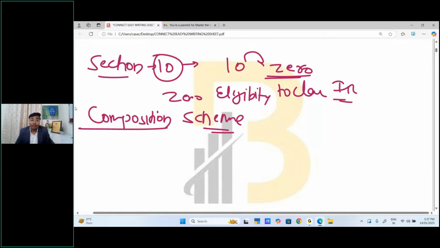Section number 8, number 8 is a mixture of 0 and 0. So this section is related to mixed and composite supply. Section number 9, imposing fine, that is the charging section under GST. Section number 10 includes zero, that is zero eligibility to claim the input tax credit. So this section is related to the composition scheme.